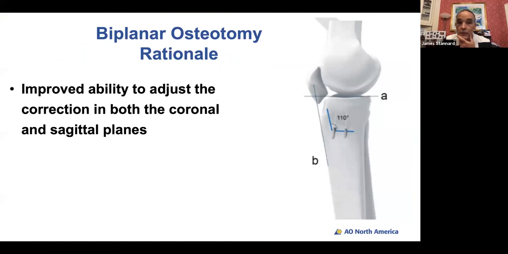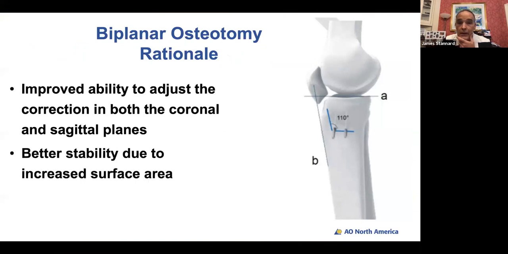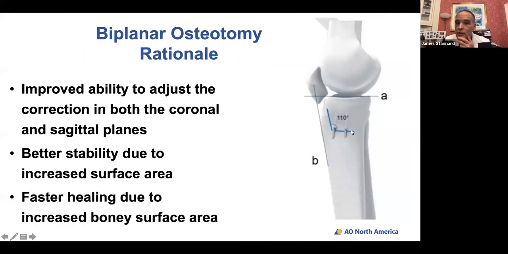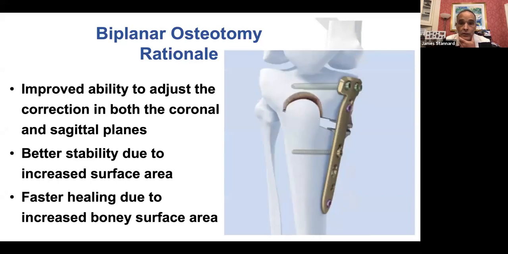And then the whole idea of the biplanar osteotomy and the rationale behind that: it improves your ability to adjust corrections in both coronal and sagittal planes, better stability due to an increased surface area up here, just like what Mauricio showed in the femur, and it's quicker to heal also for the same reason. So we really picked a lot of the same things. It works for both the tibia and the femur. And I've gone to nothing but biplanar osteotomies. That shows you what it looks like.